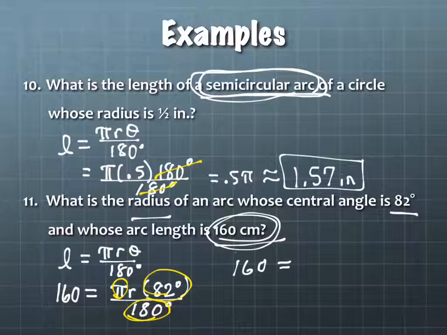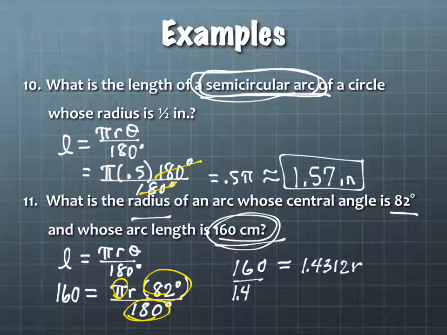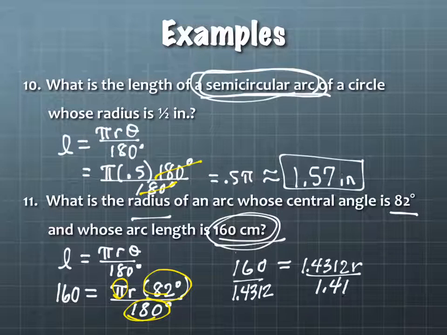Did you get it, Selena? Yeah, 1.4312. Okay. And then it's times R, right? Because we didn't have the R yet. So then what will we do as our last step? Yeah, you just divide by the 1.4312. And we'll use our decimal approximation, two decimals at the end of the problem, just like we have been. What is your radius?